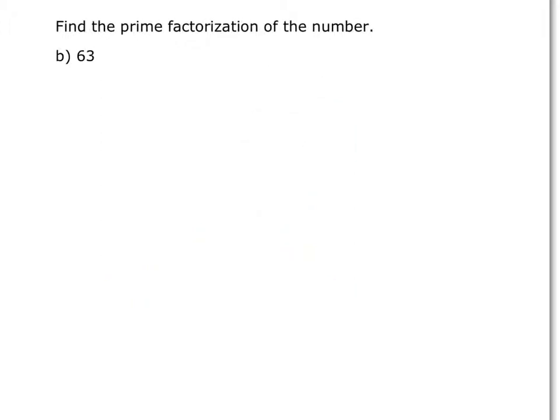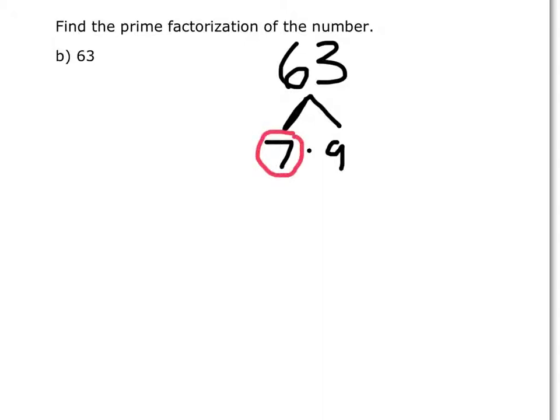Now let's do the prime factorization of 63. So I have 63. I'm going to break it up. There's multiple ways to do it, but the fact I remembered was that 7 times 9 is 63. Right there, 7 is a prime number, so I'm not going to make any more branches off of 7 because it's a prime number.